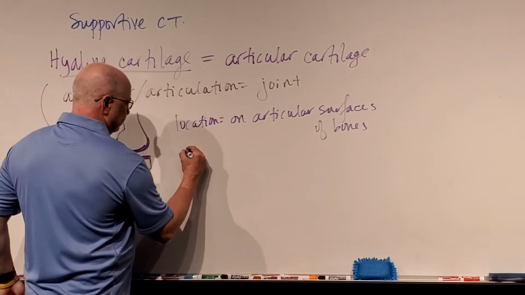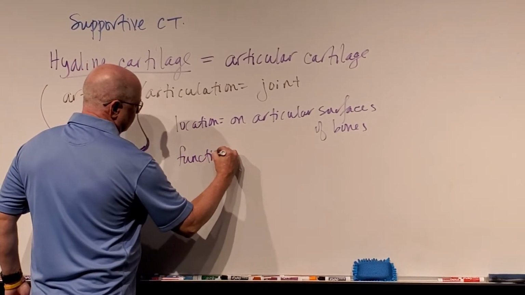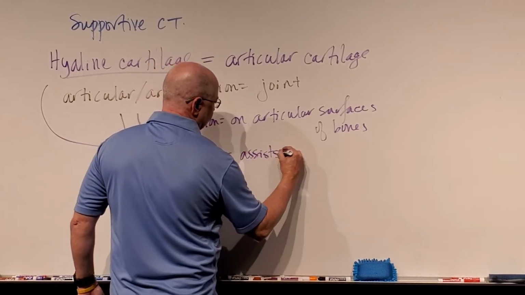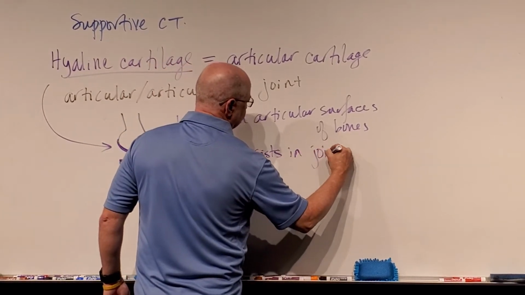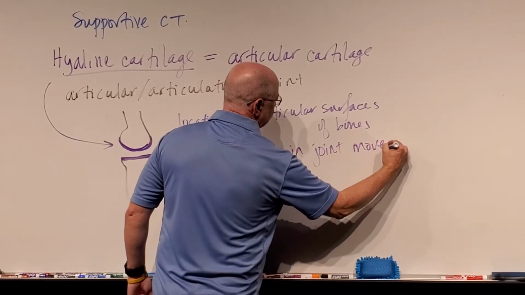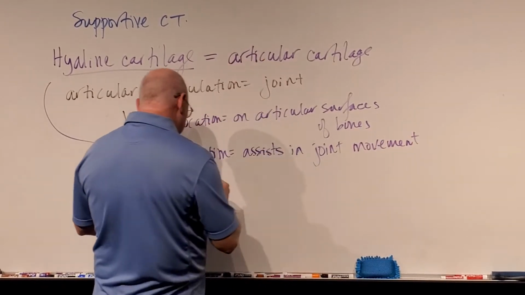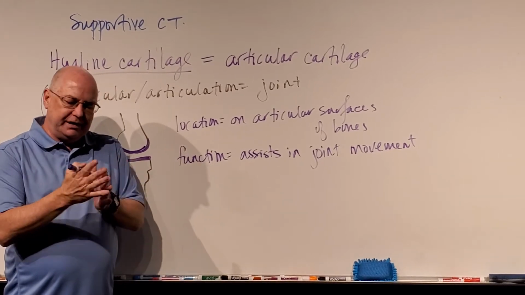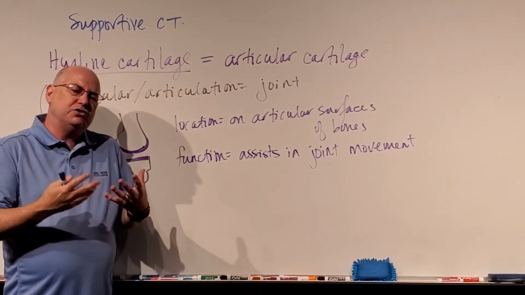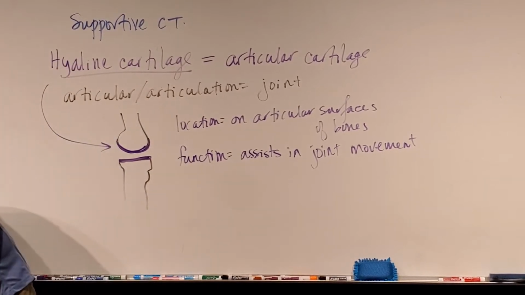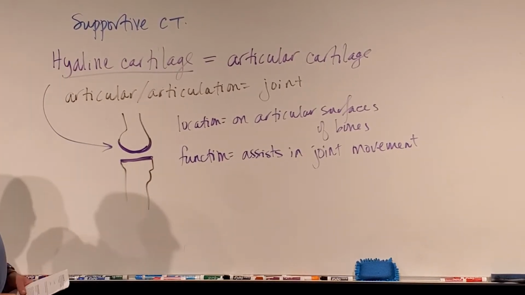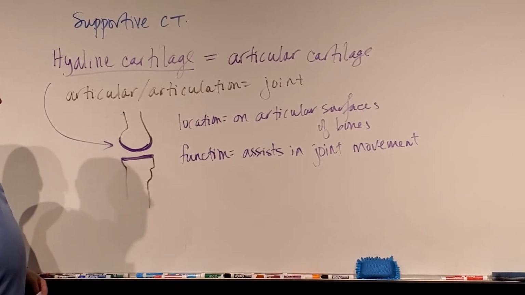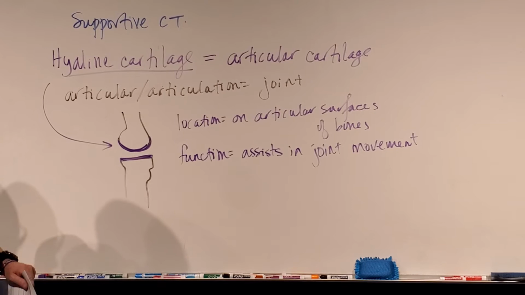Its function is that it assists in joint movement. It facilitates joint movement in that it prevents bone from rubbing on bone. It does a sort of protection of the bone tissue, okay? It also does the attachment of our ribs to our sternum. That's why attachment's in the notes. But that's what I want you to know about hyaline cartilage.